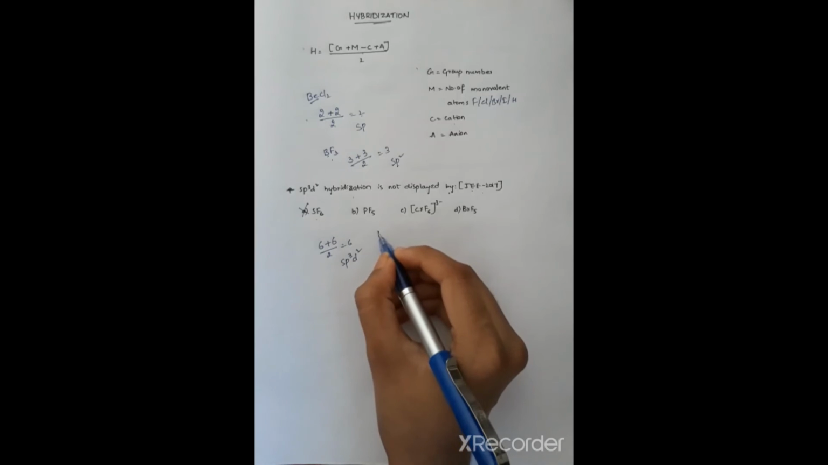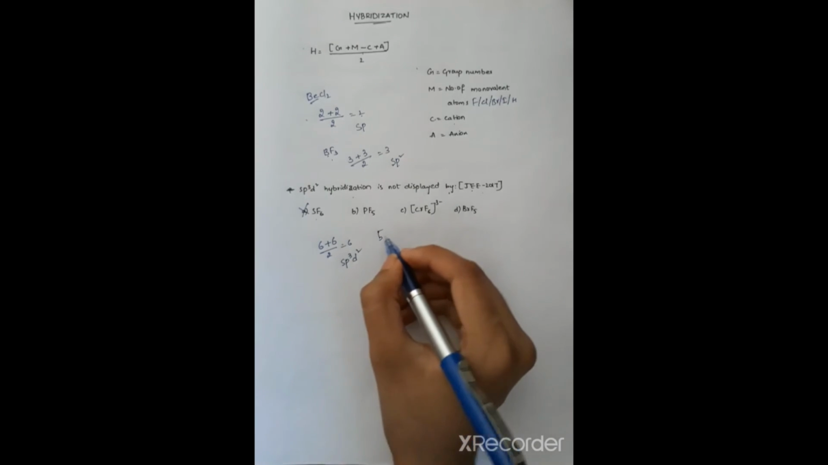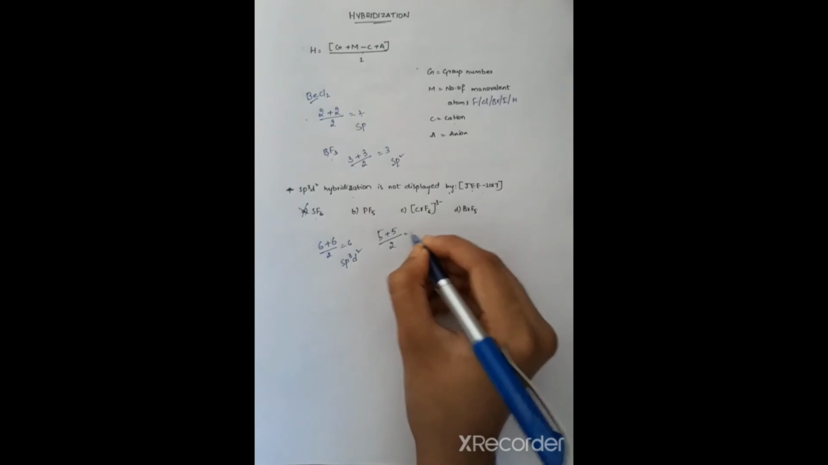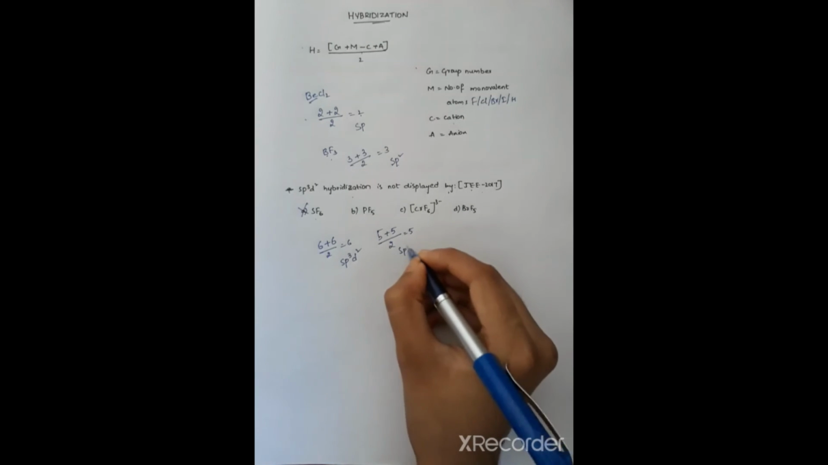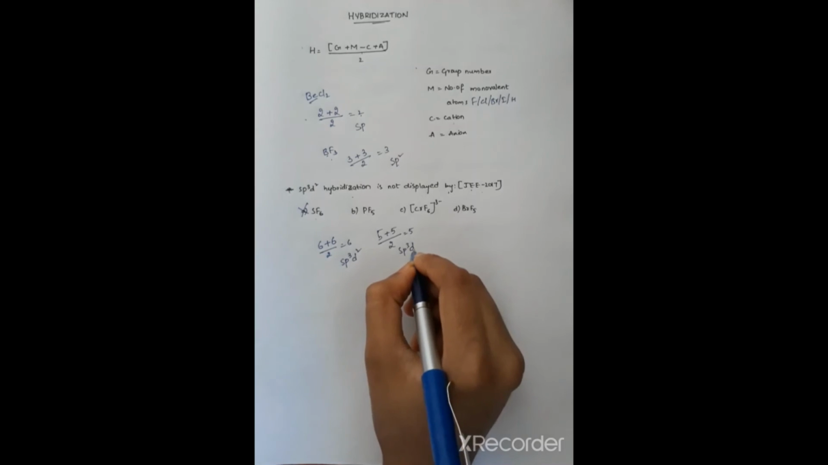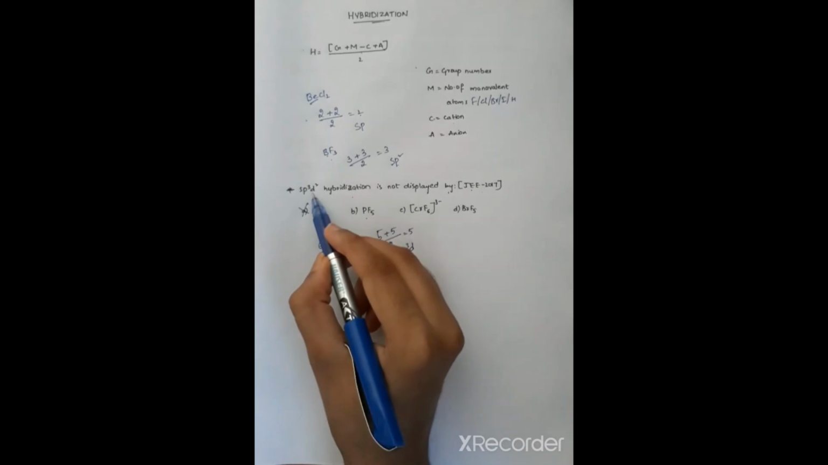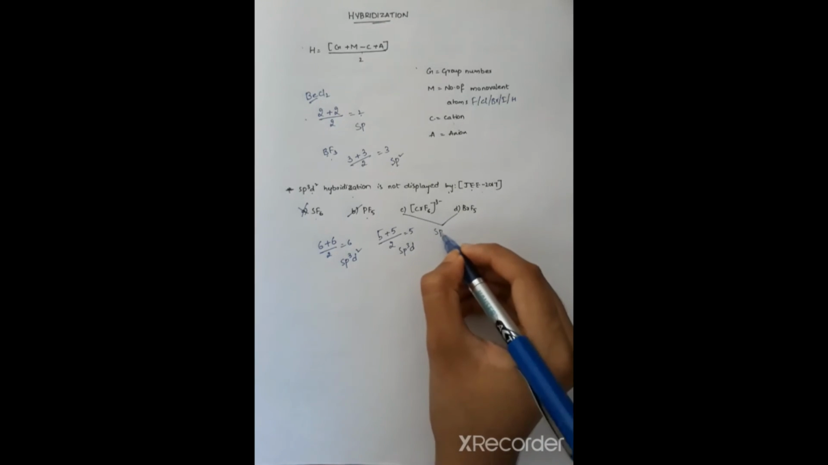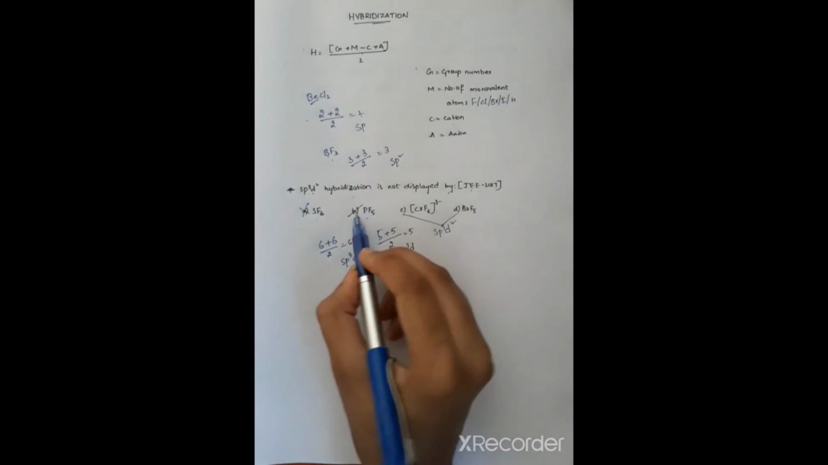Coming to PF5, the group number of phosphorus is 5 and there are 5 monovalent atoms. Divided by 2, it's 5, and the hybridization is sp3d. So PF5 can't show sp3d2 hybridization, so this is the answer. And you can see these two also show sp3d2 hybridization, so this is the only answer.